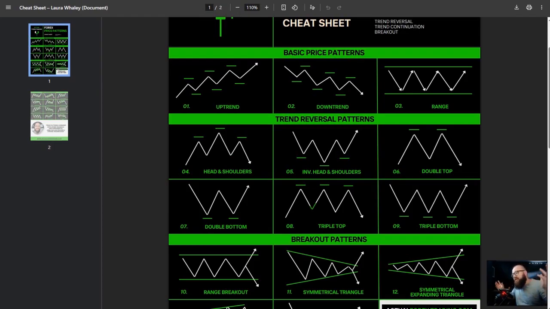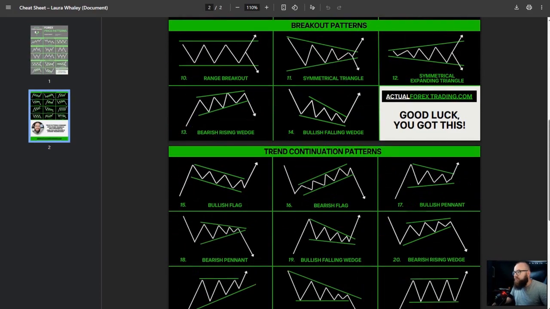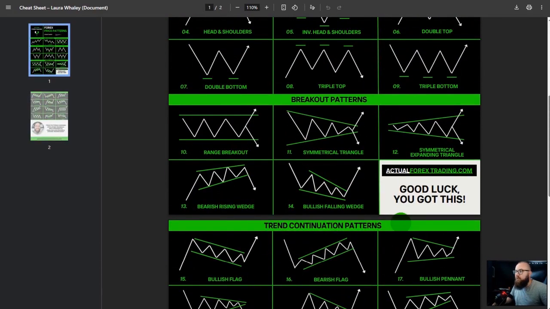The patterns that signal a downtrend coming to an end or reversing and becoming an uptrend are an inverted head and shoulders pattern, a double bottom, and triple bottom. So we're 9 patterns in, okay, and we have up to 26. There's a way to go.